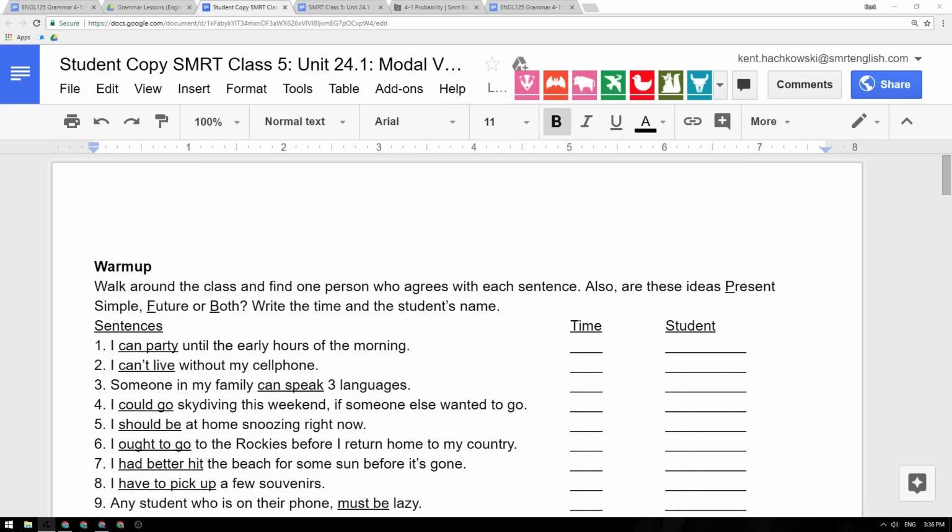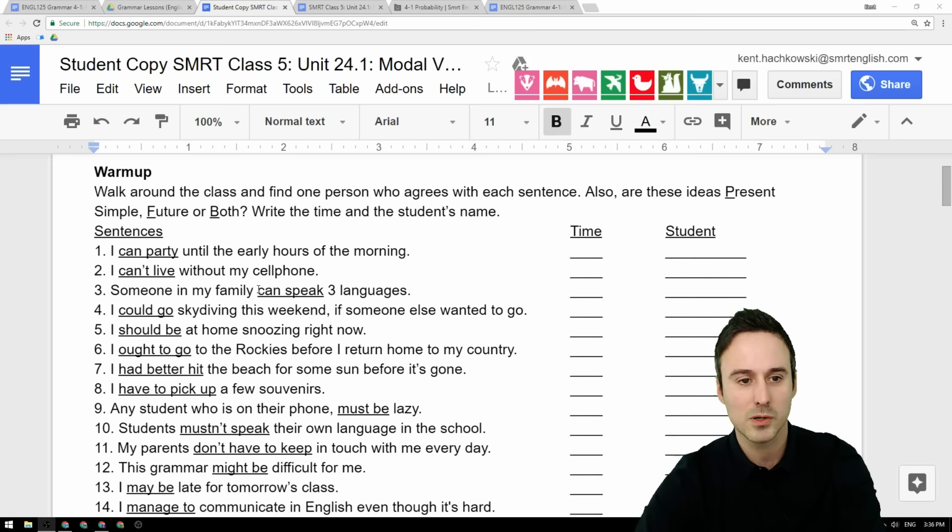All right, so here we go. What we're going to get into today is modal verbs and looking at a lot of different ways to use them. So without further ado, boom. Oh, wait, where'd I go? There I am. All right. So here we go. This is what we're going to be looking at, guys.